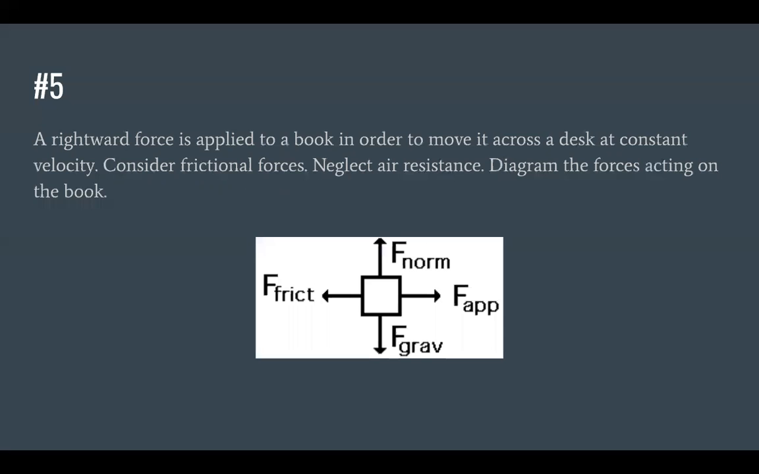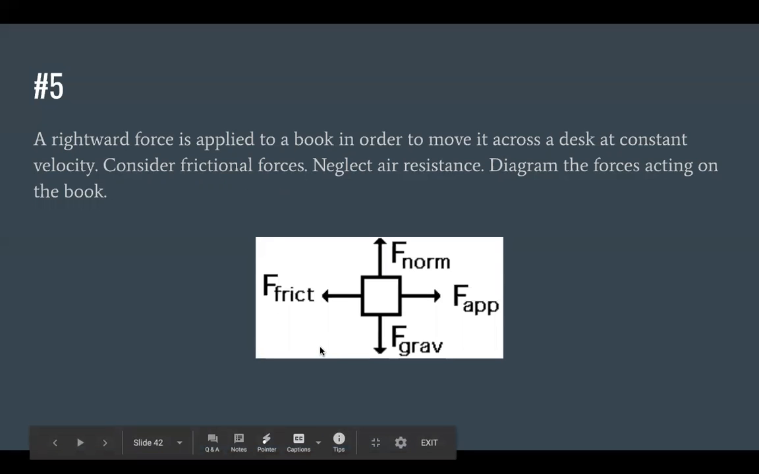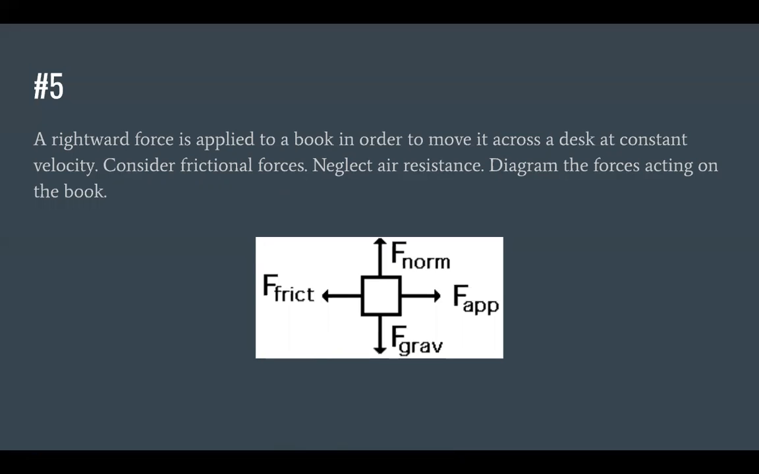All right, so for this one, very similar to the last one, except this time it's at a constant velocity. So you have equilibrium in both the x and the y axes, which means that not only are normal force and gravity equal and opposite, but the applied force and the frictional force are also equal and opposite.